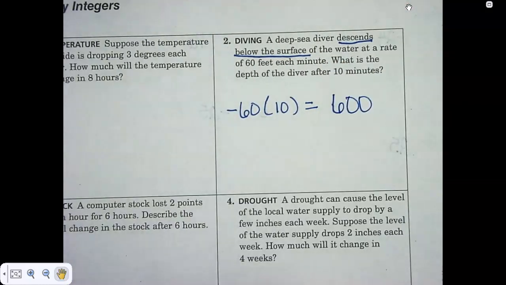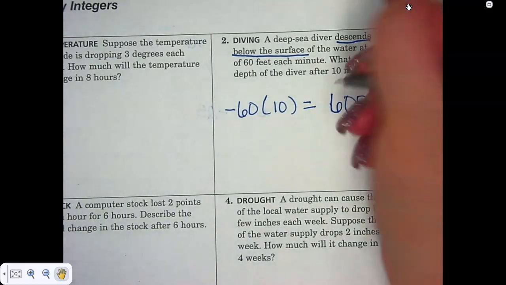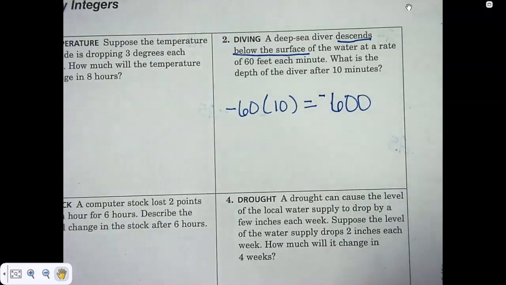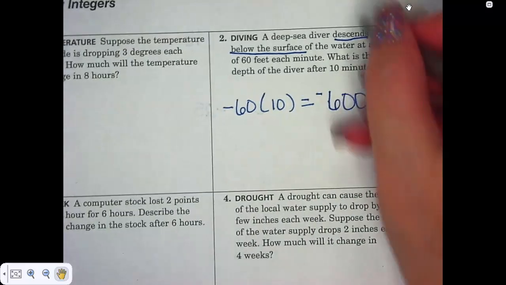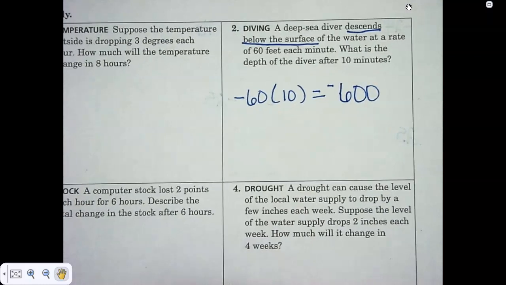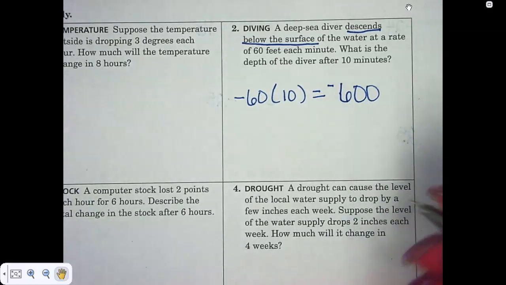And is this going to be a positive answer or a negative answer? Mackenzie? Negative, right? We didn't go underwater 60 feet per minute 10 times and then land up in the air, right? So this is a negative. Now we have to go back and answer the question. What is the depth of the diver after 10 minutes? How would you say that? What's the depth of the diver after 10 minutes? We could say that he is 600 feet below the surface.